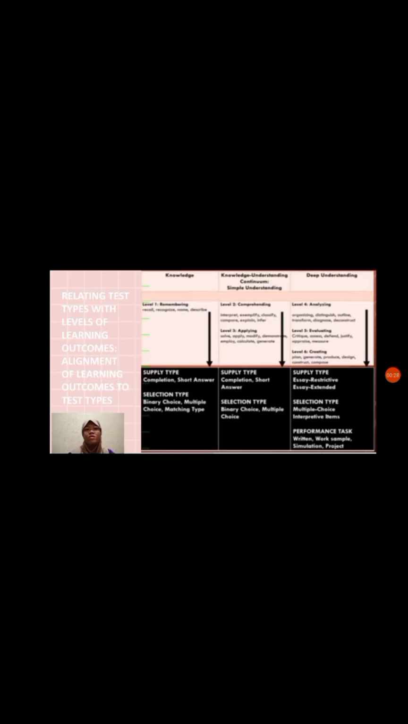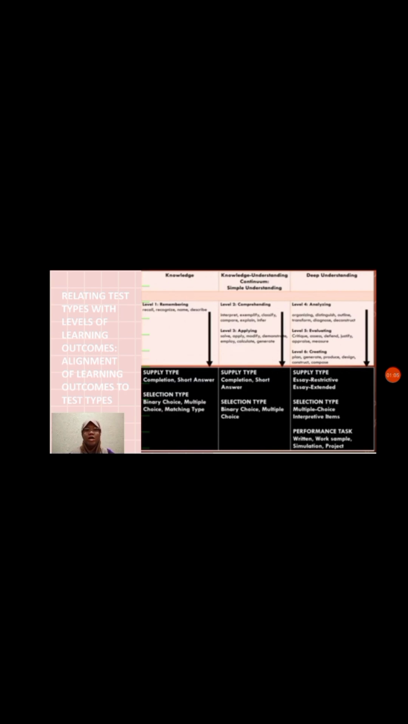Still on the same subtopic, relating test types to levels of learning outcomes, alignment of learning outcomes to test types. We have here another table that illustrates the relationship between learning outcomes and test types. Test types can be made flexible. It's because we are not limited to only one cognitive level, so test types can be flexible and versatile depending on the different levels of outcomes you are measuring.